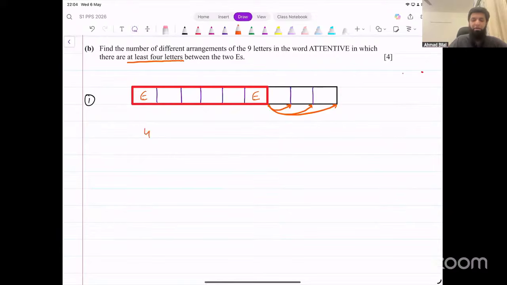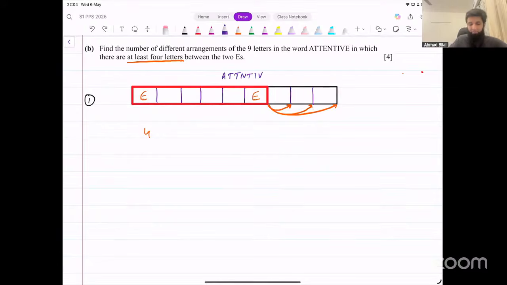Okay, now what about the remaining letters? The remaining letters that we are left with apart from the E's, how many are they? A, T, T, N, T, I, V. These are the remaining letters. There are 7 of them. And we have 7 remaining boxes, 1, 2, 3, 4, 5, 6, 7. There's no condition on the remaining letters. They can go anywhere in these positions now.